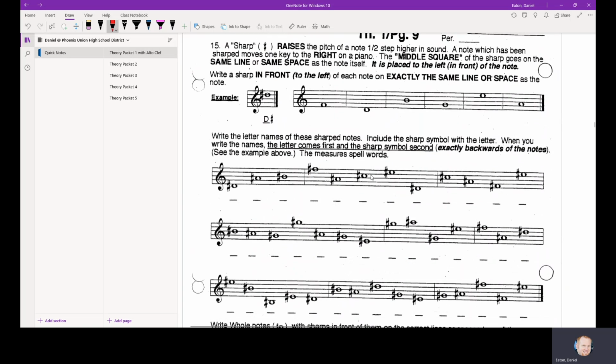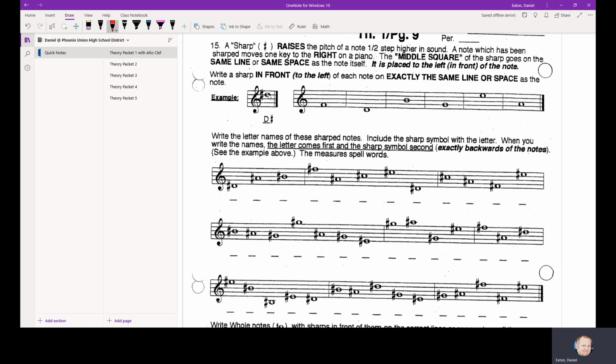All right. So we already learned about what these notes or what these symbols are. Now we're actually going to practice writing them and creating them, okay? So a sharp raises the pitch of the note half a step higher in sound. A note which has been sharped moves one key to the right on a piano. The middle square of the sharp goes on the same line or space as the note itself. It is placed to the left in front of the note. Okay, so here is an example of what it looks like.